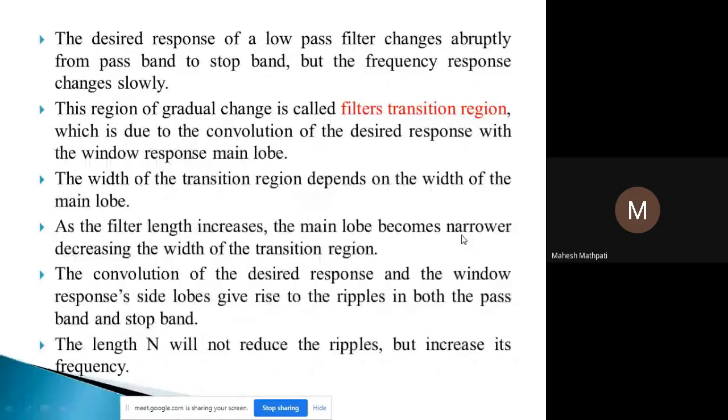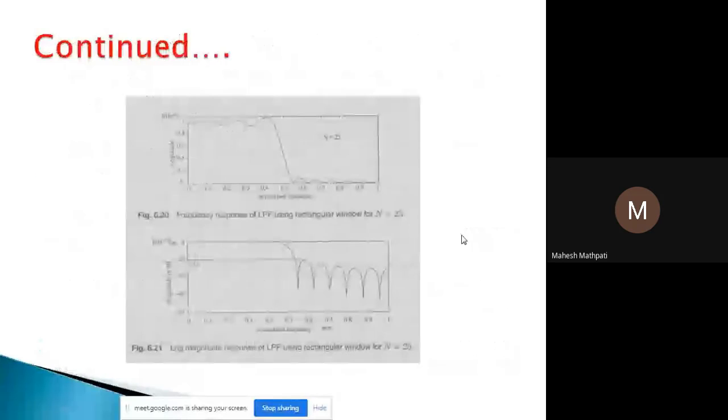Then the convolution of the desired response and the window response side lobes give rise to the ripple in both pass band and stop band. So that is what we have seen in the frequency response graph. So यहाँ पे this is how the length n will not reduce the ripples but increase its frequency. That means as the frequency increases, what is happening here? The length का n value अगर बढ़ रहा है तो frequency increase होते जा रहा है.